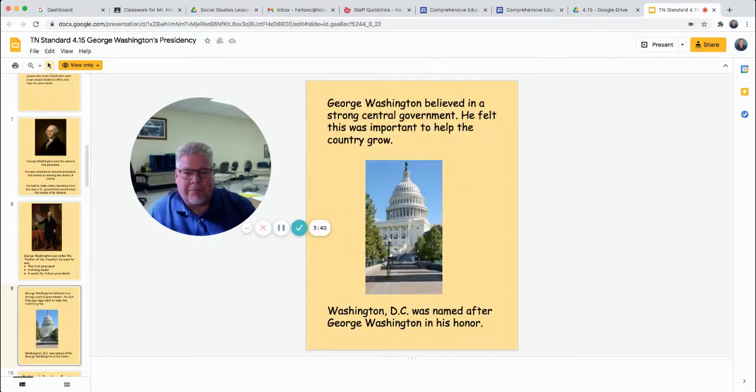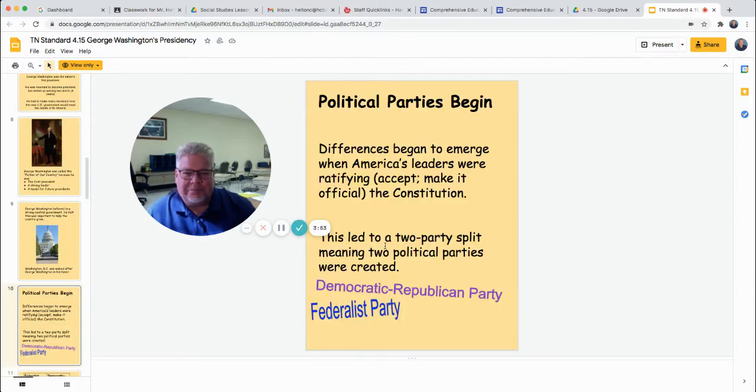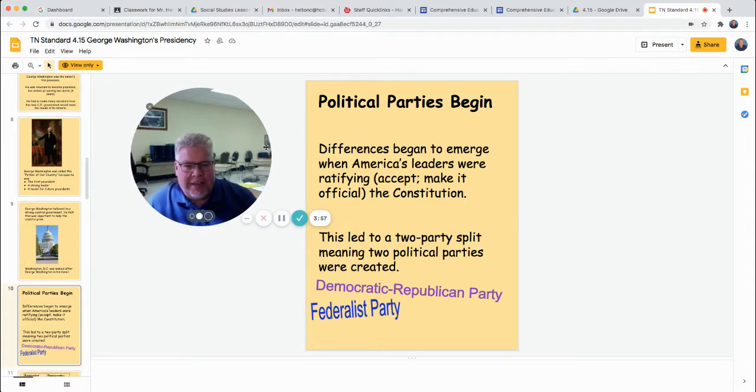George Washington, he was a Federalist. He believed in a strong central government. He felt this was important to help the country grow. Washington, D.C. was named after George Washington in his honor. And during his presidency, the political parties began.